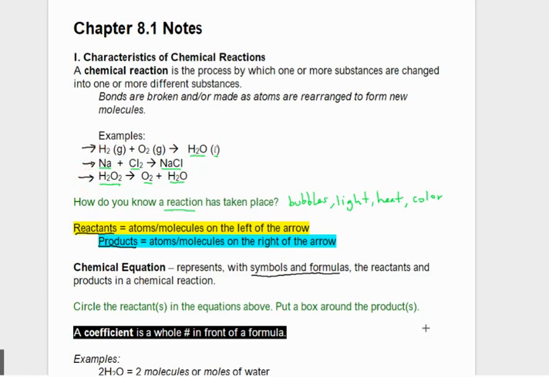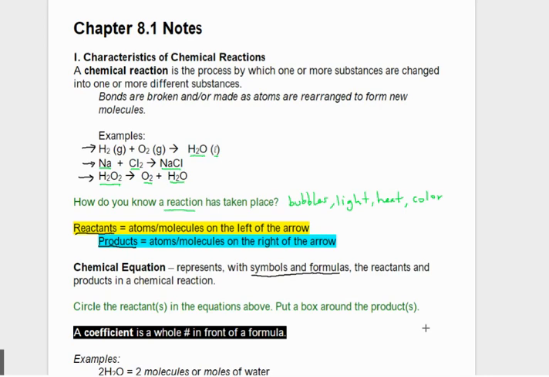So this is how we write an equation in chemistry. We use the plus sign, just like in math, to mean we're adding these two together. But instead of an equal sign, we have an arrow because you have two things that are turning into something new on the right. Circle the reactants in the equations above and put a box around the products. Take a minute to do that in your notes.